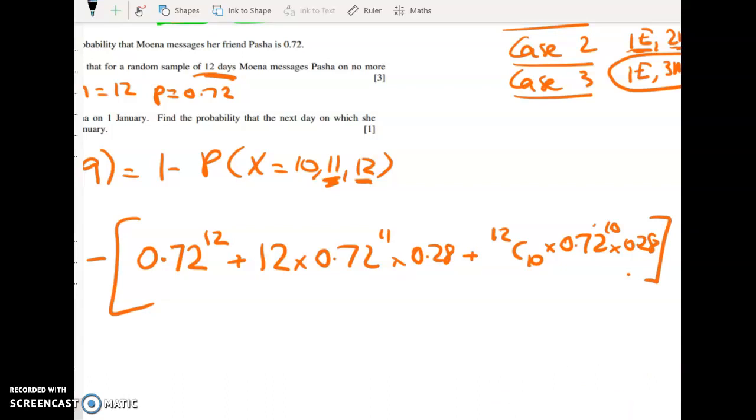Right, chuck that in your calculator and you should get out 0.696, and that's to 3 significant figures.